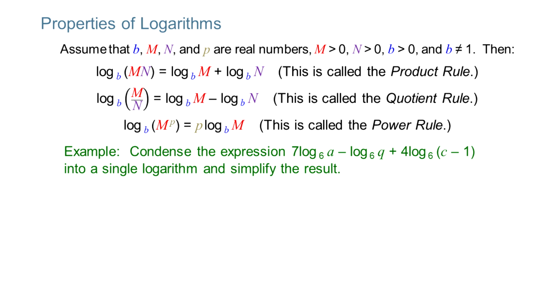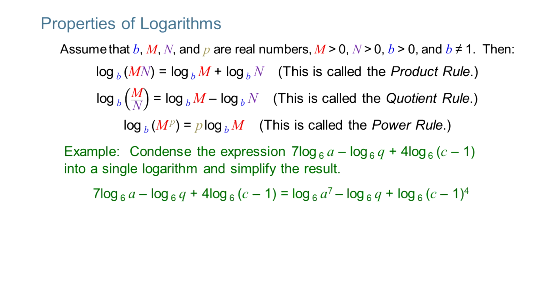However, I can't use either of those rules right now because neither of these rules tells us what we should do with the 7 in front of the log base 6 of a or the 4 in front of the log base 6 of c minus 1. This means that I'll start by using the power rule to change the 7 to a power of a. I will also use the power rule to change the 4 to a power of c minus 1.